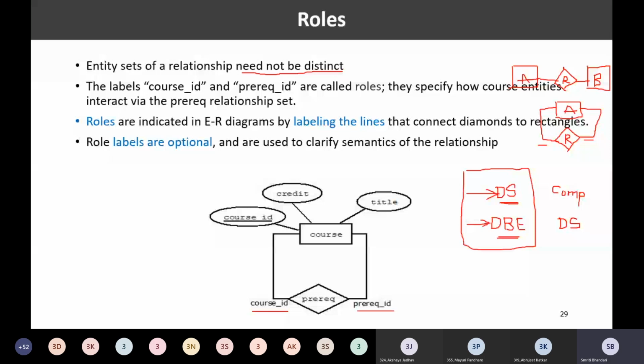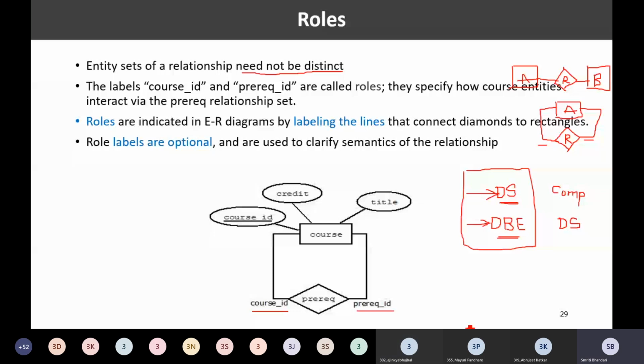Okay. So, may I ask roll number 302, Ajinkya? Are you there? Yes, madam. Have you understood the concept? Yes, madam. So, will you please repeat what you have understood? Roles means one entity participates in a relationship twice. Means we can say that two entities, course ID and its prerequisite ID, are participating.